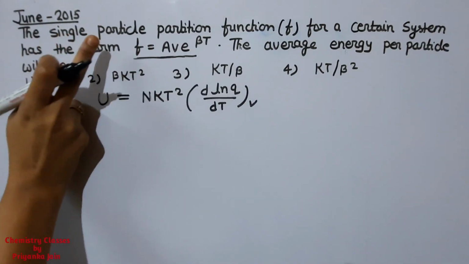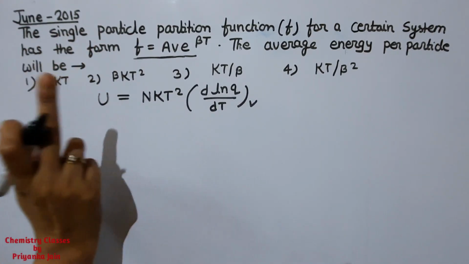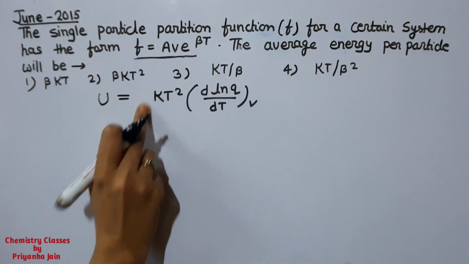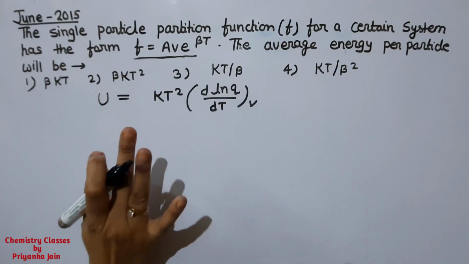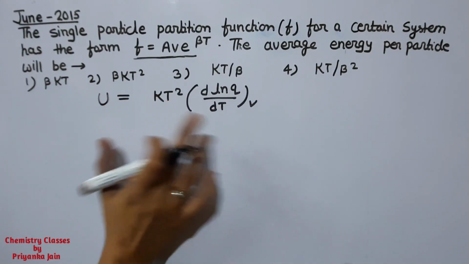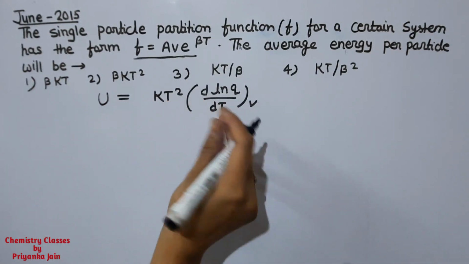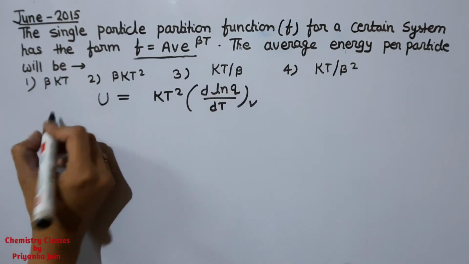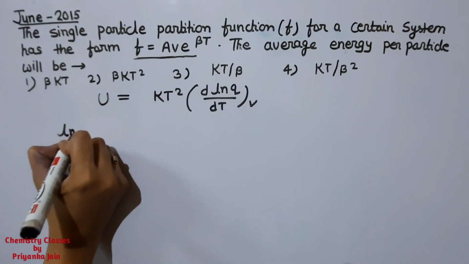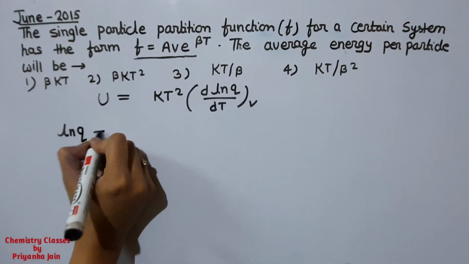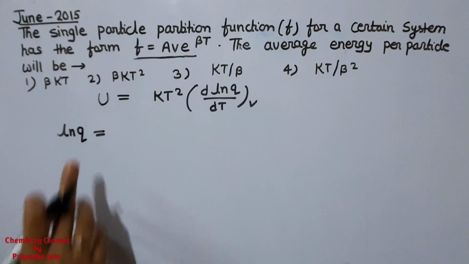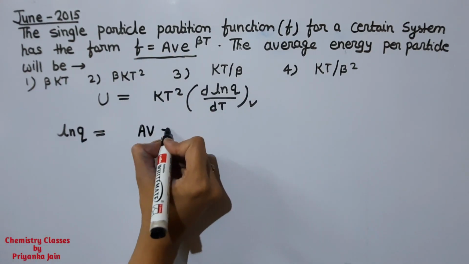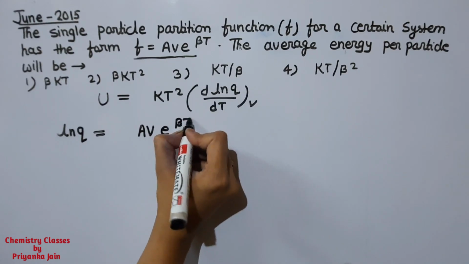So we have to put this value of the partition function. What is the formula for the internal energy? U = nkT² (d ln q/dT) at constant volume. Now we are given the single particle partition function, it means for one particle, so the value of n will be equal to 1 and we can neglect it. So this is now our formula for one particle. Firstly we have to find the value of d ln q by dT.